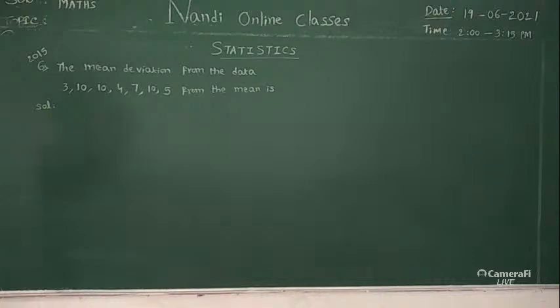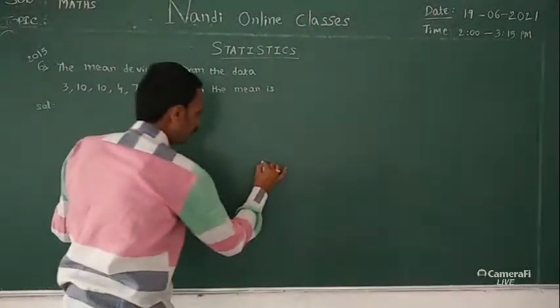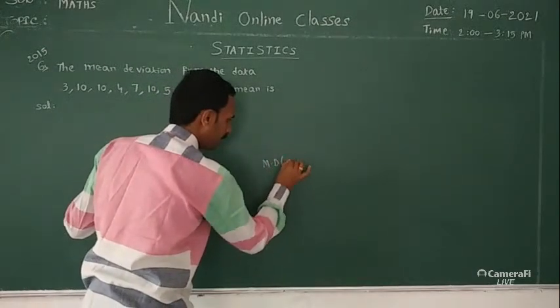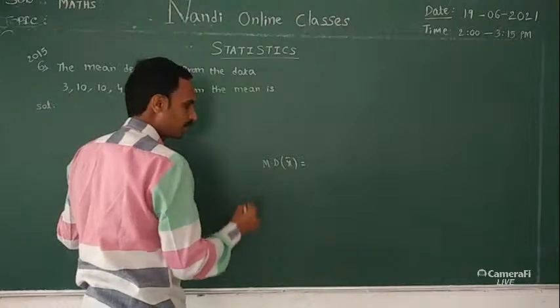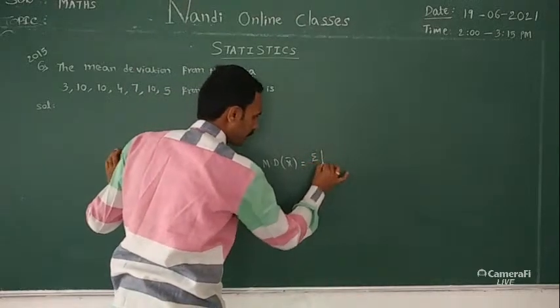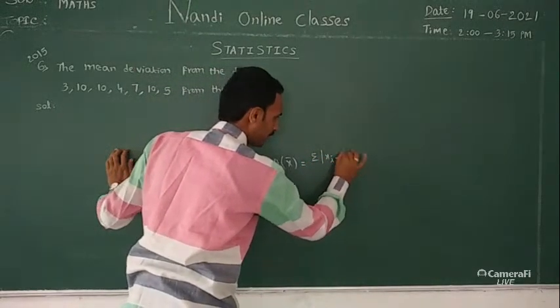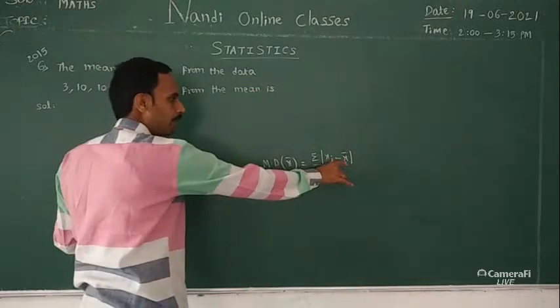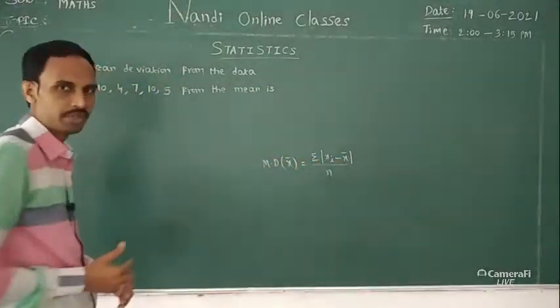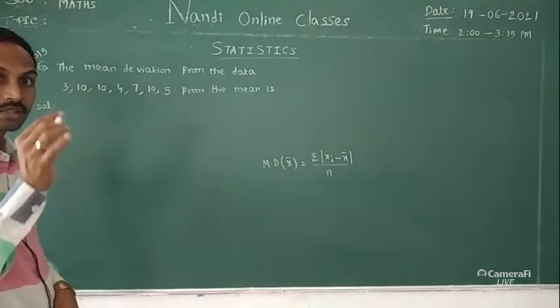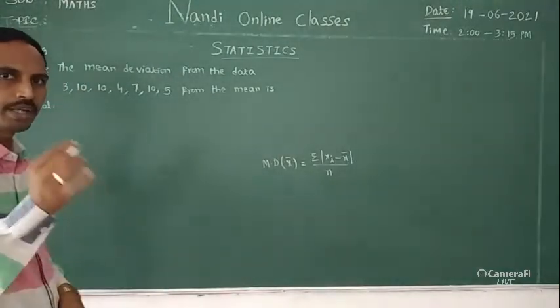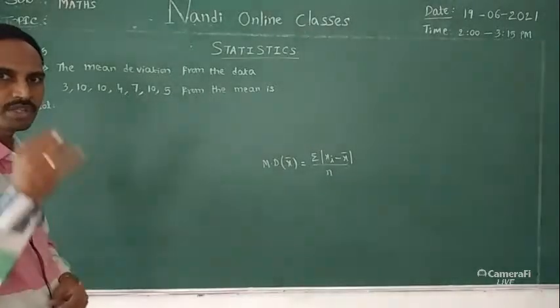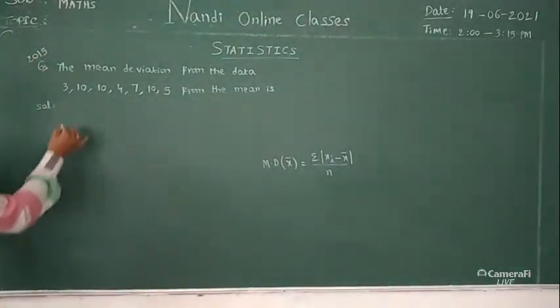Here a set of observations is given. We are going to find mean deviation about mean. So, what is the mean deviation about mean formula? Summation modulus of xi minus x bar divided by n. Here x bar means mean of the given observations. Mean formula is sum of the observations divided by number of observations. So, first we find the mean.